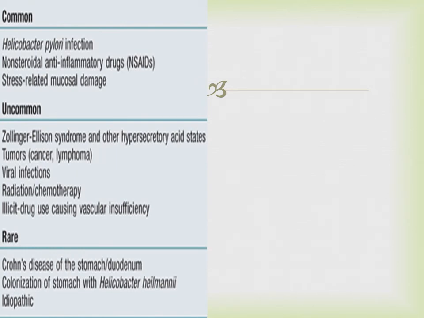So again, the causes are tabulated here, and this table can be memorized, because it can be asked: list the various causes of peptic ulcer disease. So all these are the causes: common causes, uncommon causes, and the rare causes.